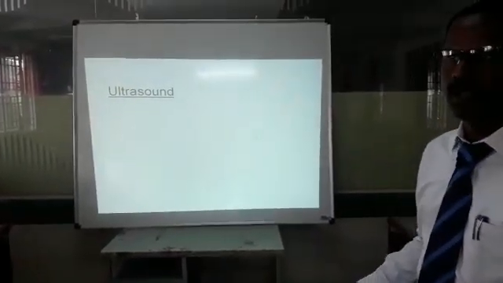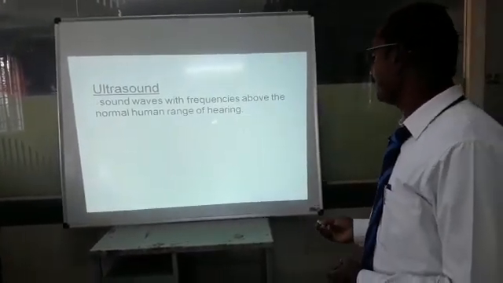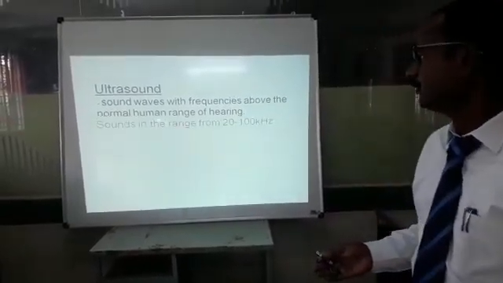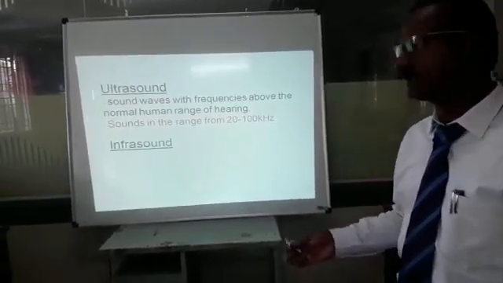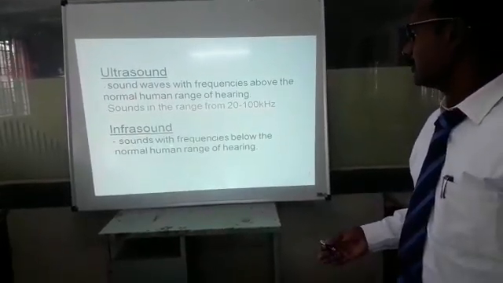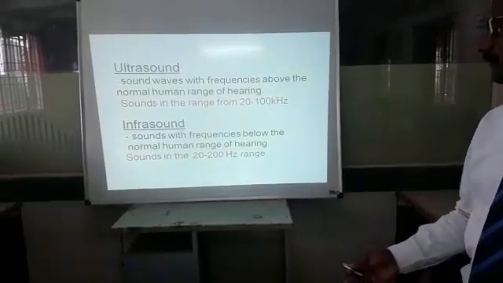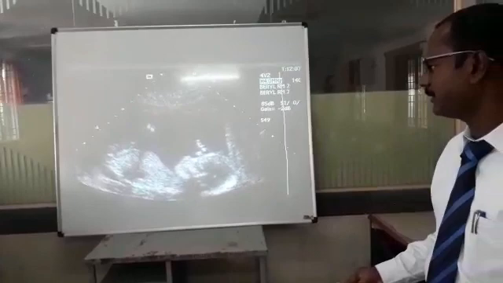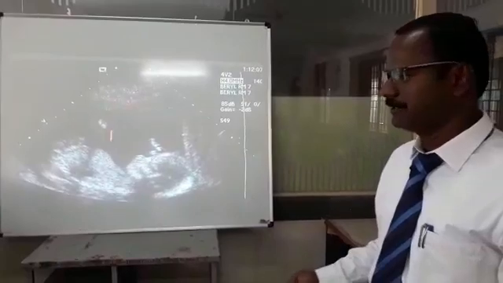Then ultrasound. Ultrasound is the main part of sound engineering. Sound waves with frequency above the normal human range of hearing are known as ultrasound. Ultrasound is in the range from 20 to 100 kHz. Infrasound is sound with frequency below the normal human range of hearing. Sound in the range of 20 to 200 Hz. This picture gives the information of the inner organs of the human body using an ultrasound system.